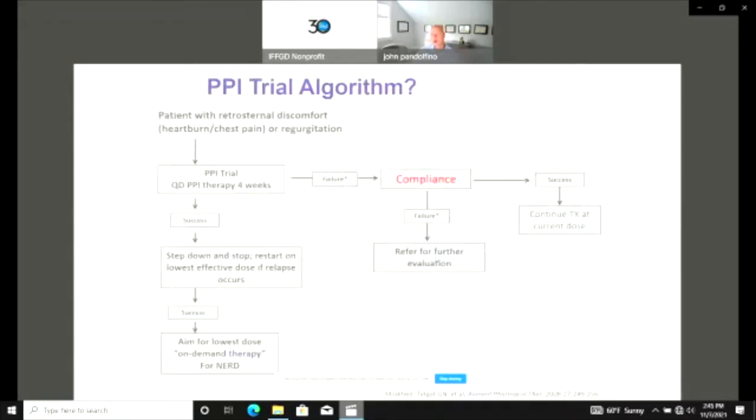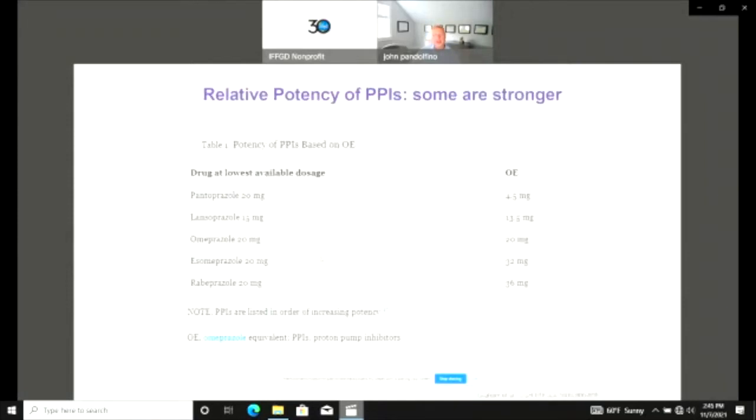Now, in terms of our algorithm on how we approach this, if we see people who are failing compliant PPI therapy, these are the patients that we do refer for further evaluation. That being said, though, we have to realize that there is a difference in the potency of some of the PPIs. So some PPIs are stronger than the others. And this is the actual hierarchy.